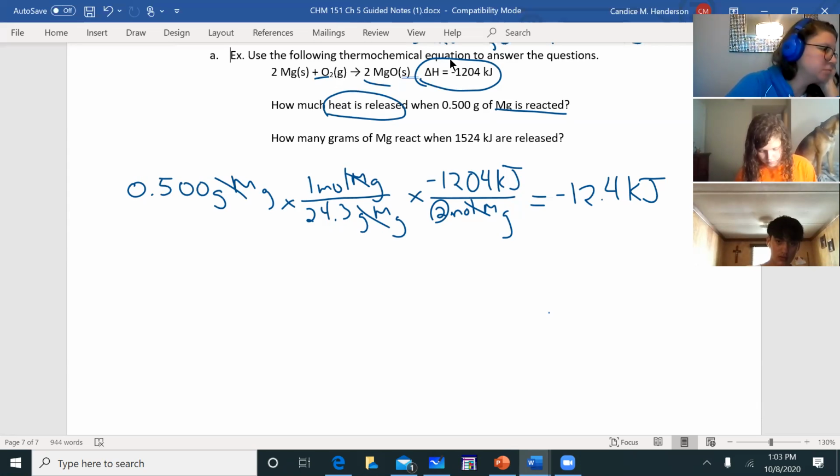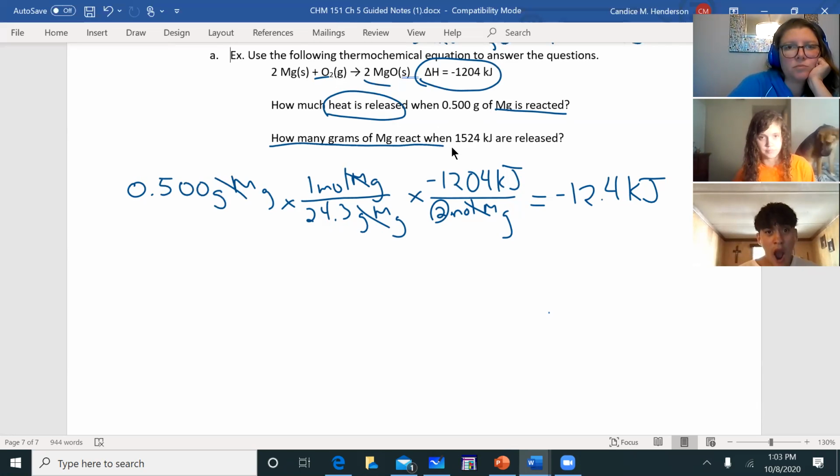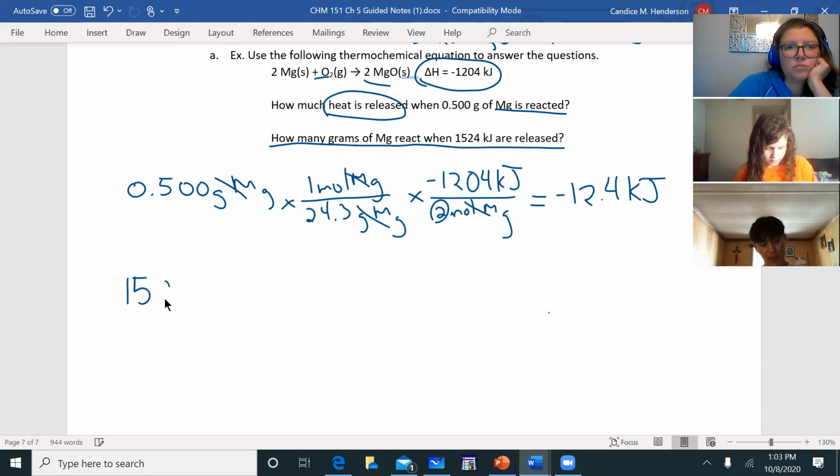So this is kind of nifty because now we can go from an amount of a material into an energy value. Or we can go in the opposite direction. We can go from an energy value and figure out how much of it we need. So let's try that out. How many grams of magnesium react when 1,524 kilojoules are released? So we're starting with our kilojoules, 1,524 kilojoules released, so it's negative.